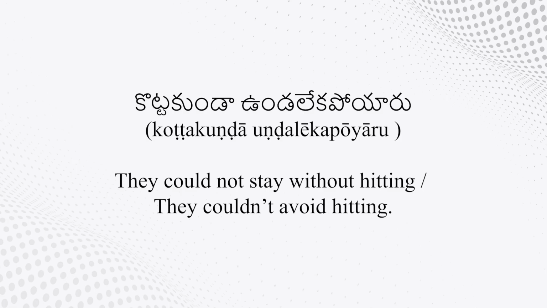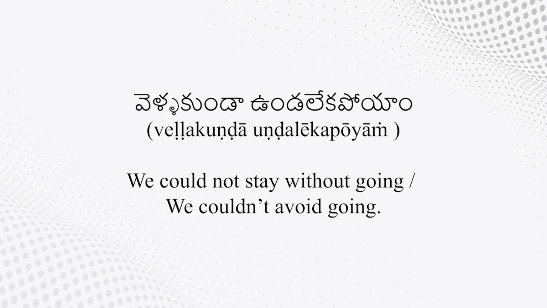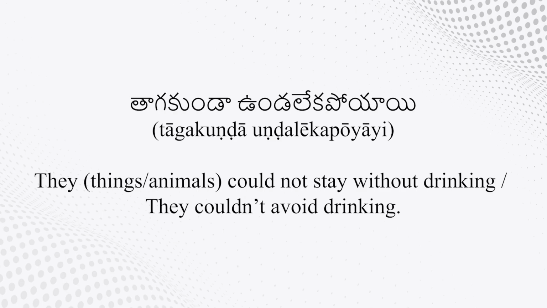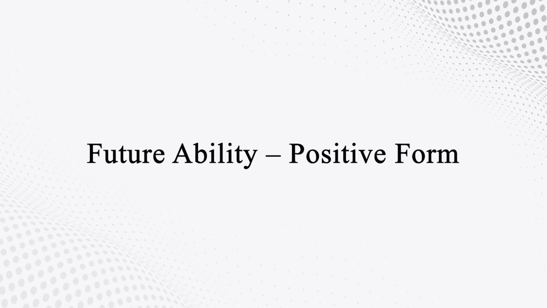Observe the sentences. కొట్టకుండా ఉండలేకపోయారు. They could not stay without hitting or they could not avoid hitting. వెళ్ళకుండా ఉండలేకపోయాం. We could not stay without going or we could not avoid going. తాగకుండా ఉండలేకపోయాయి. They could not stay without drinking or they could not avoid drinking.